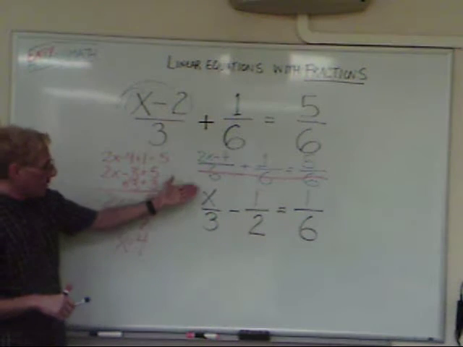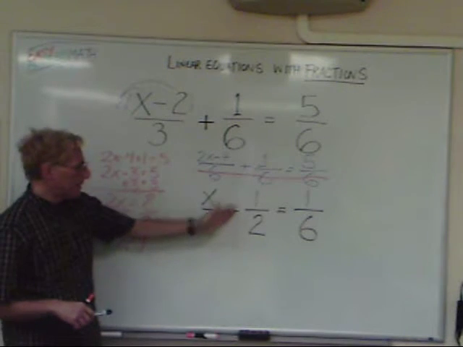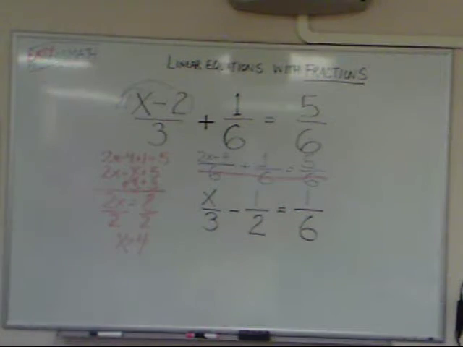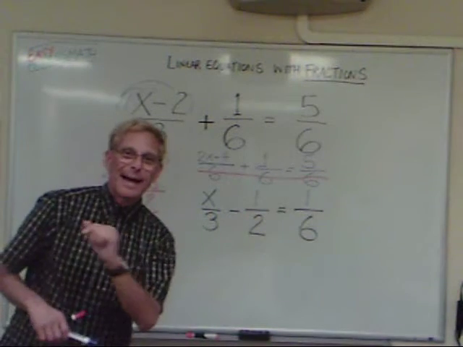Why don't you try this one? X over 3 minus 1 over 2 equals 1 over 6. I'll be right back.